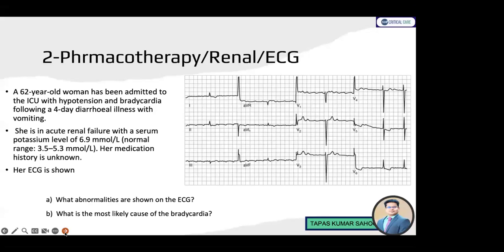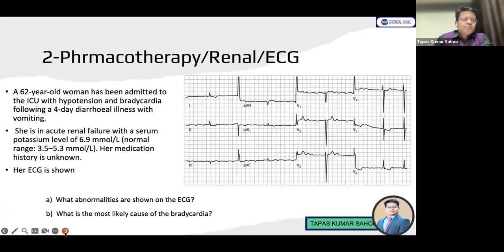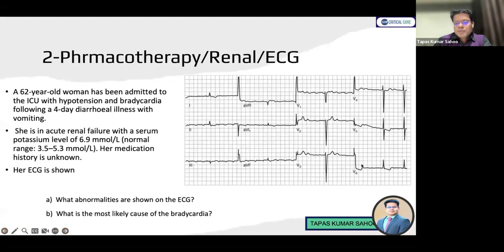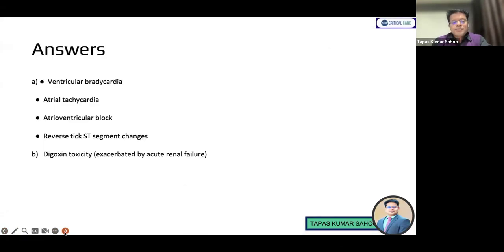Bradyarrhythmia can come with hyperkalemia. Okay. Very good observation. But I would be giving you half marks because of the things that are mark fetching: ventricular bradycardia you have mentioned, atrial tachycardia, AV blocks you have mentioned, reverse tick ST segment changes. I would show you. You can see here. And this is most probably due to digoxin toxicity, and that is exacerbated by acute renal failure.